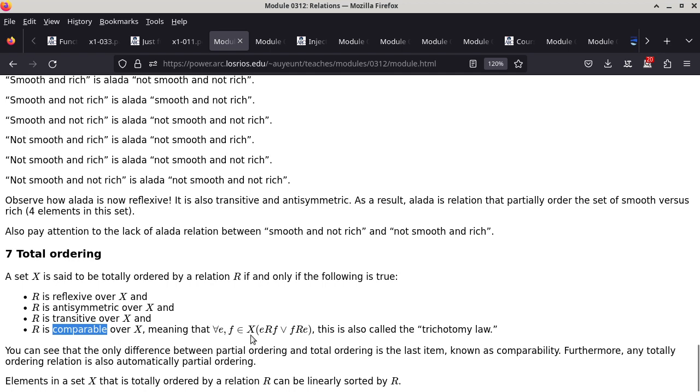And then the math equation to express comparable is this. For every way to choose values E and F, having the constraint that whatever value you choose, it has to be an element of X, this or this has to be true. So that means E R F or F R E. Okay, we don't need both to be true. In fact, you can get into a lot of trouble if you make both true, because if both are true for certain things, then it is not going to be anti-symmetric. So we just need one or the other.